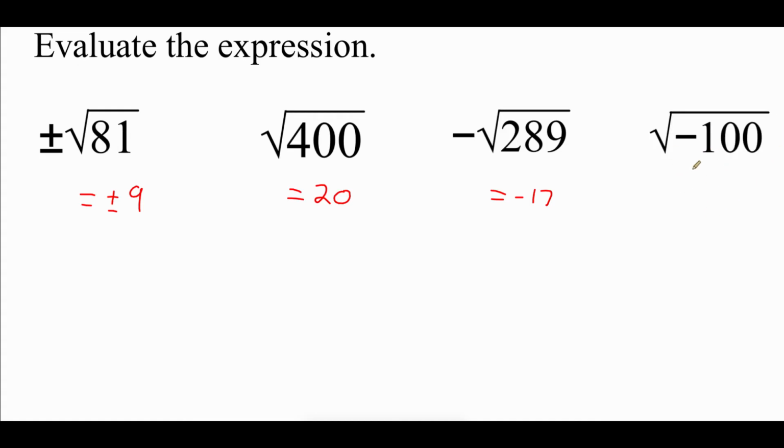Now the last one we're going to look at is the square root of negative 100. Now if we think about our perfect square list, 100 itself is on the perfect square list, but we have to be a little bit careful because now the negative is underneath the radical. And when you're thinking about taking a number and multiplying it by itself to get a negative number, that's really not possible. So even though 100 itself shows up on the perfect square list, we're really talking about negative 100 here.